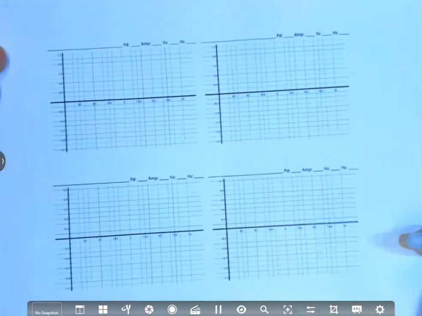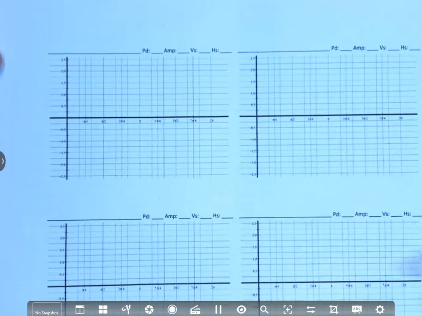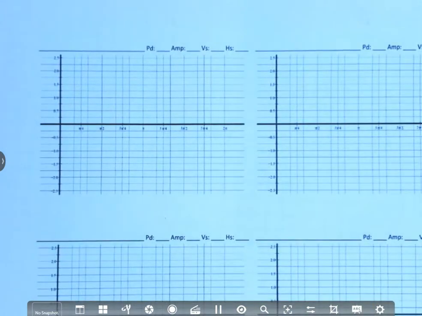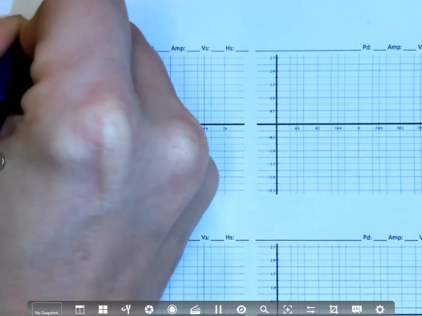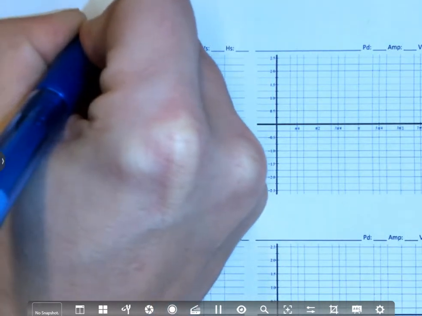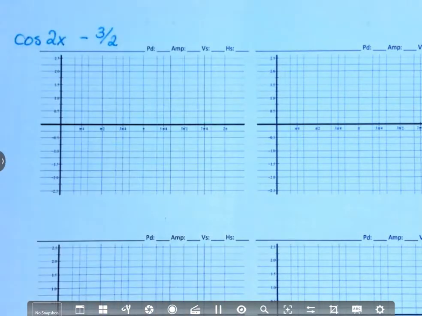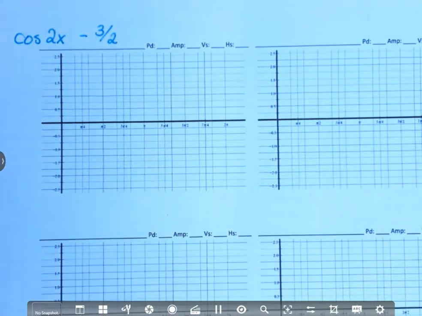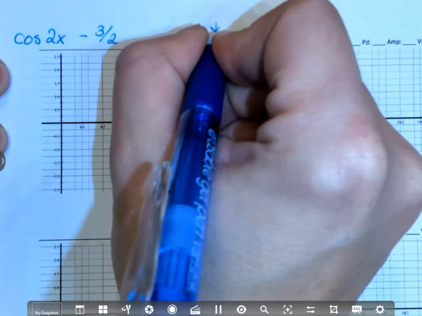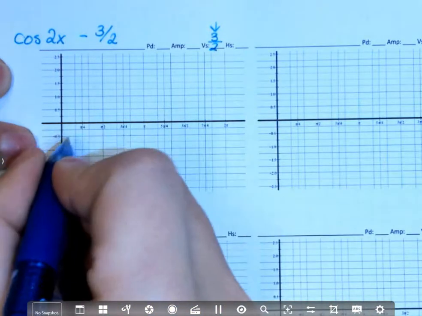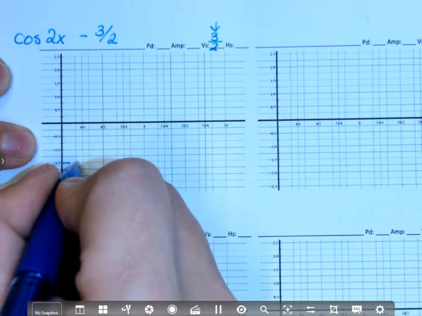Oh my gosh! All right, your question was number 2. And drawing on these smaller graphs is actually so much easier to get the curves. Trust me. So number 2 says cosine of 2x minus 3/2. First thing I'm going to do here is my vertical shift, which is going to go down 3 halves. So that's 1, 2, 3 halves. That's 1.5.